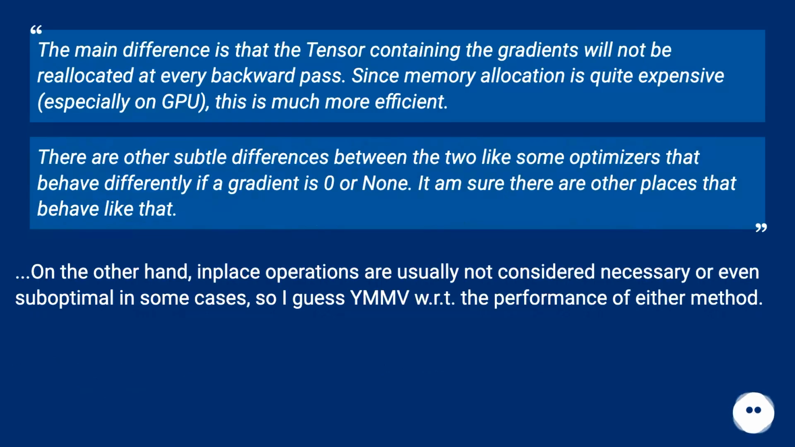The main difference is that the tensor containing the gradients will not be reallocated at every backward pass. Since memory allocation is quite expensive, especially on GPU, this is much more efficient. There are other subtle differences between the two, like some optimizers that behave differently if a gradient is 0 or None. I'm sure there are other places that behave like that. On the other hand, in-place operations are usually not considered necessary or even suboptimal in some cases, so I guess YMMV WRT the performance of either method.